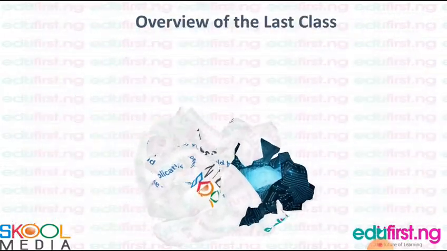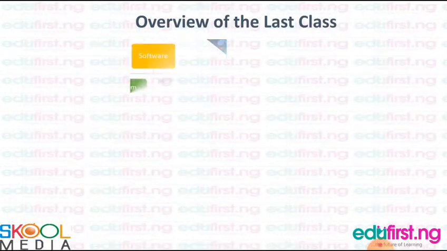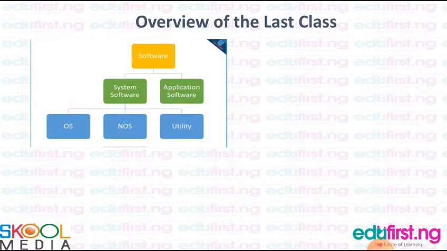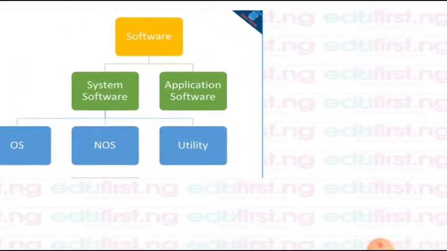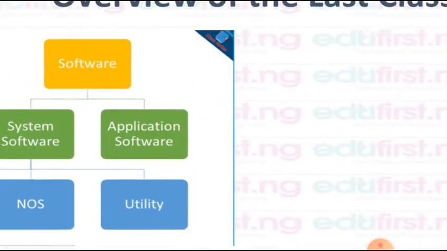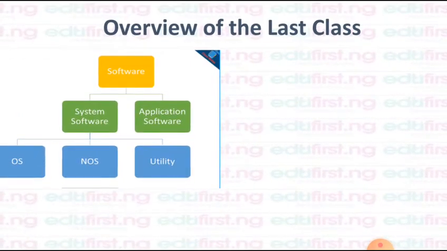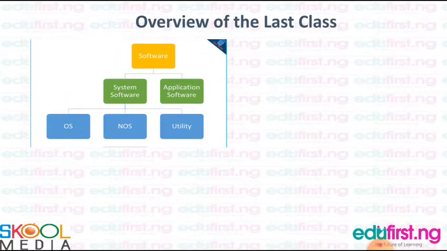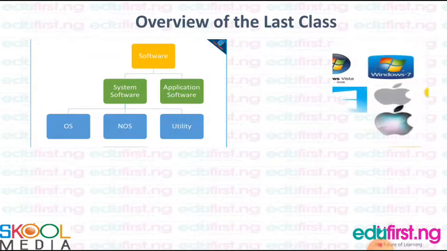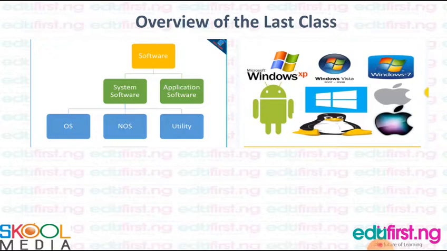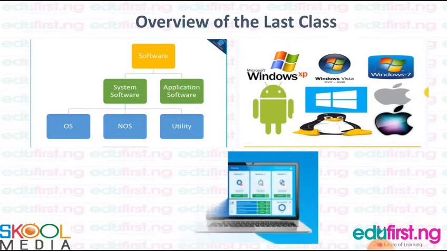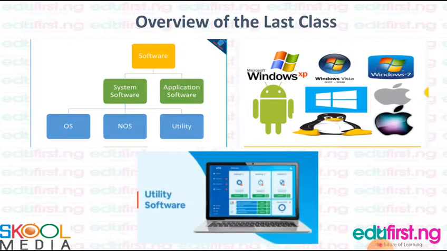The overview of our last class. If you can recall, we treated what computer software is. Then after that, we treated the system software, then the application software. But in our last class, we only treated what system software is. Then we cited some examples and the types of system software. Now, let's go into the business of today.